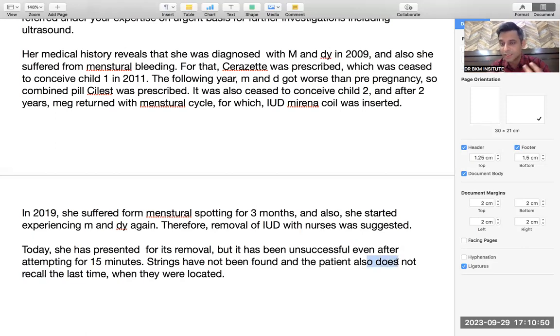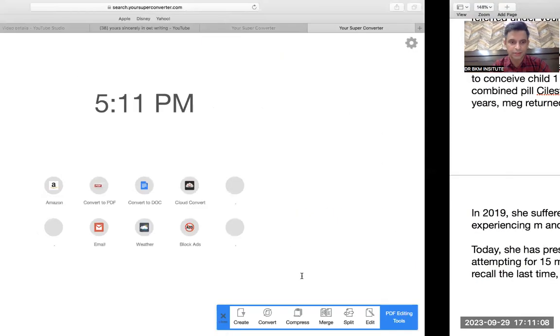These are the small things. I do not do my work. She does not do her work. So patient is singular. So she does not remember, recall the last time. Even the patient also does not recall or could not recall. This is a better word. She could not recall the last time when it was located.